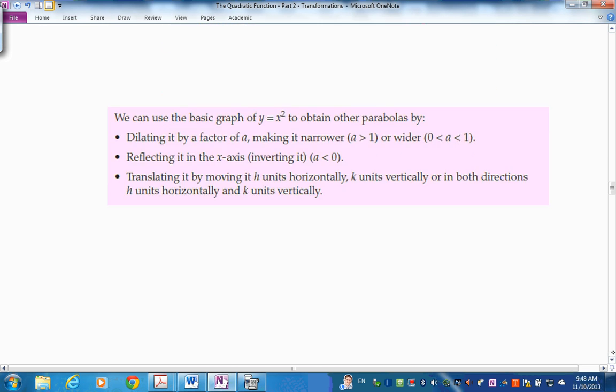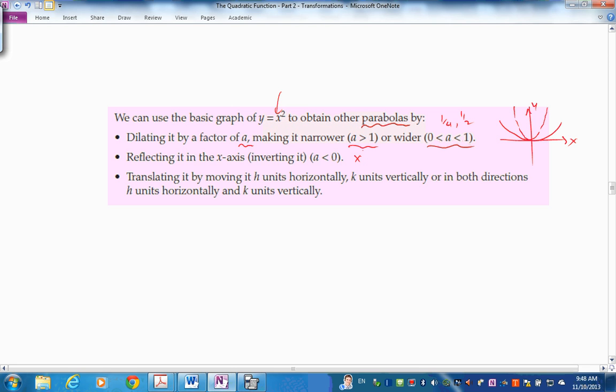And here's our summary. We can use a graph of y equals x squared to produce other parabolas and to design these parabolic reflectors and all that sort of thing. Dilating it by a factor of a, so we put an a in front. If a is bigger than 1, it's steeper or narrower. If a is less than 1, between 0 and 1, that's a fraction, like a quarter, a half, it's wider. Do you get that idea? Okay, it's wider or less steep if you like.